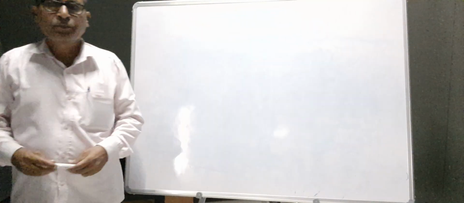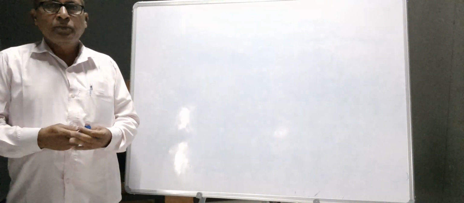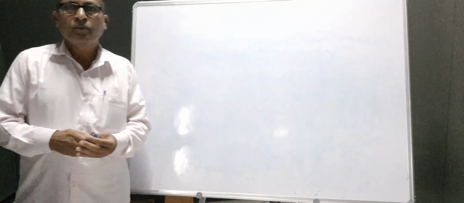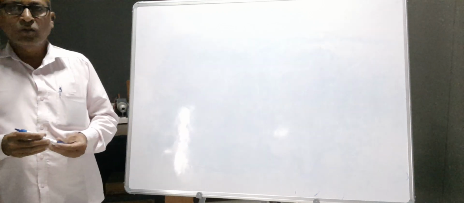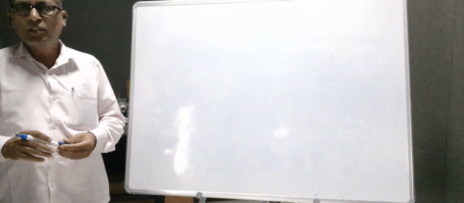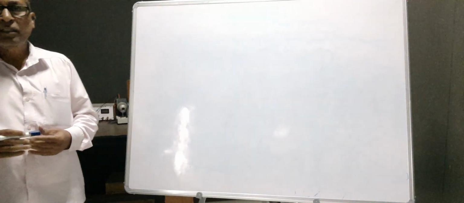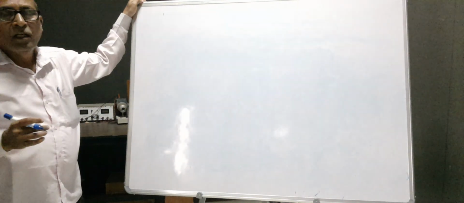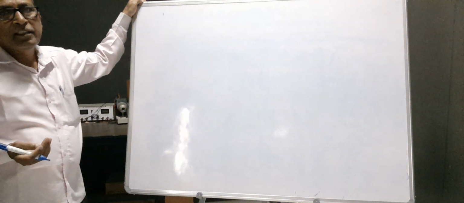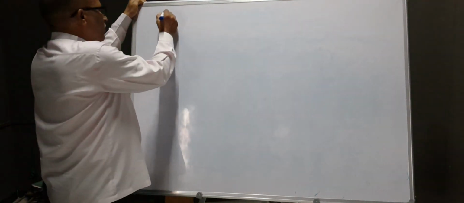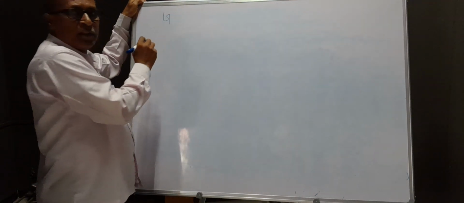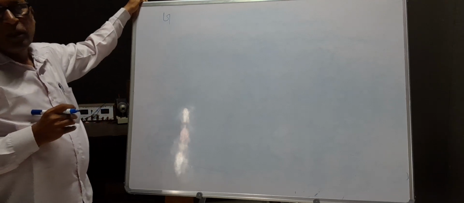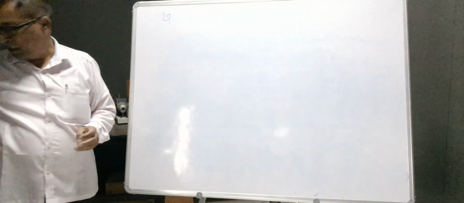Good morning, students. In the previous period, we calculated the potential at a point inside the solid sphere, outside the solid sphere, and on the surface of the solid sphere. Today, we will calculate the gravitational field on the surface of the solid sphere, outside of the solid sphere, and inside of the solid sphere. First, we will see the gravitational field at a point outside the solid sphere.